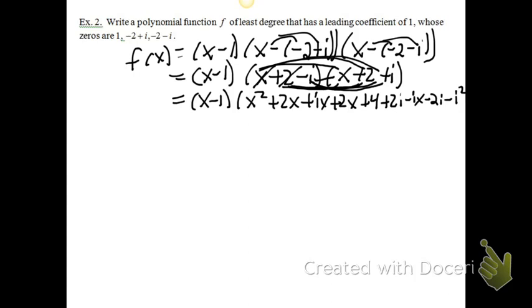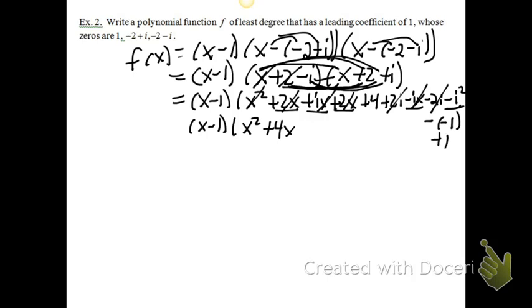Now it comes down to just adding some like terms and hopefully canceling some of these imaginary factors out. I only have the 1x squared, so that's going to stay. 2x and 2x, I have 4x. I have a plus ix and a minus ix. Those cancel. That's good news. I have a 2i and a negative 2i. Those cancel. And remember, this minus i squared is really minus negative 1, which is plus 1. And I have a 4 plus a 1 in this problem. That's going to be plus 5.